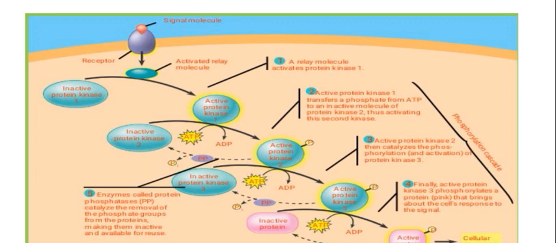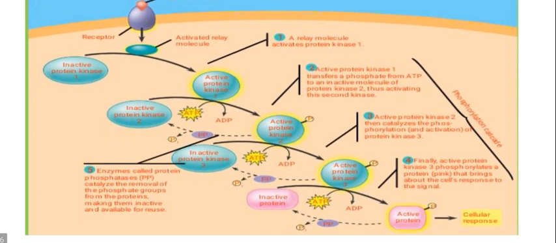So it is some sort of activated relay molecule which helps in this activation process. Inactive protein kinase 2 gets activated from this, and inactive protein kinase 3 gets activated. Then the next inactive protein gets activated, leading to the cellular response.